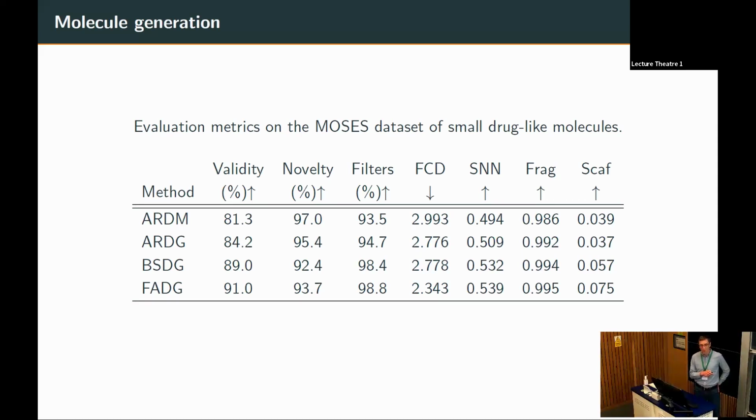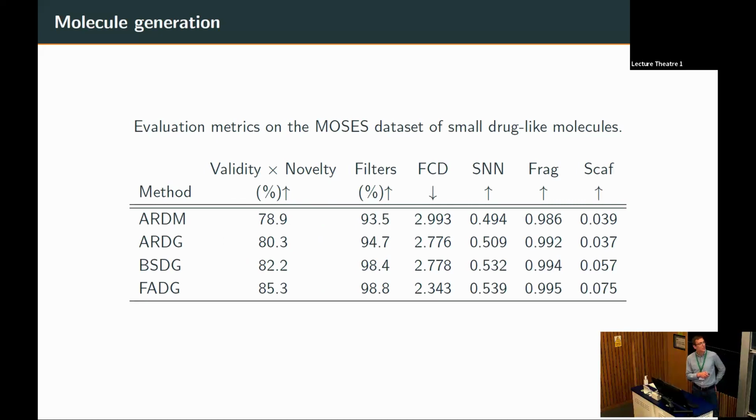And the only score where we do actually worse with the SMC samplers is in novelty. But it could also be noted that the novelty here is computed only for the valid molecules. So what we're really interested in is to get both valid and novel molecules. And if we multiply those together, we can see that the total proportion of interesting molecules is still large.